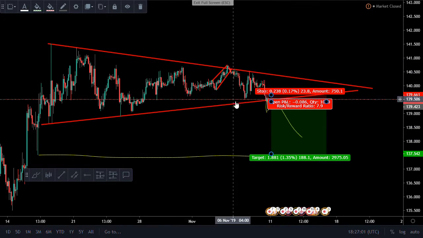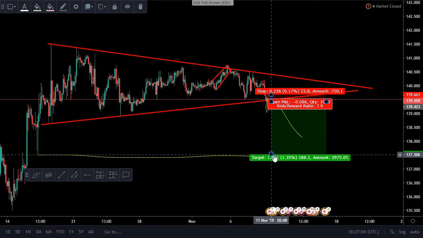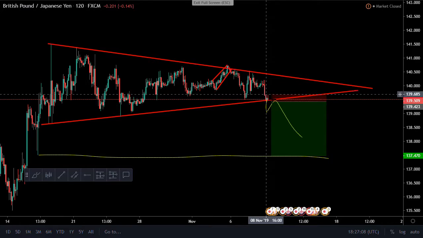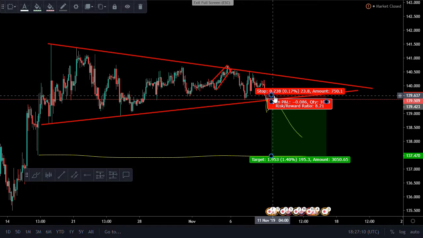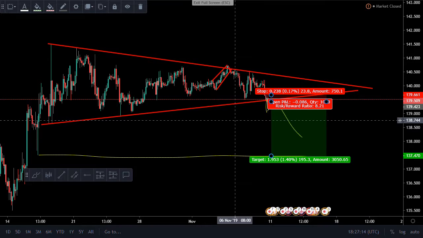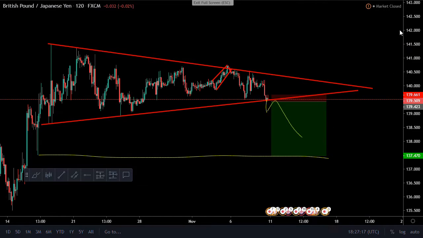So pretty much I'll be looking for at least 1.4%. And what am I risking? Risking to lose 0.17%. So that'll be a good one.